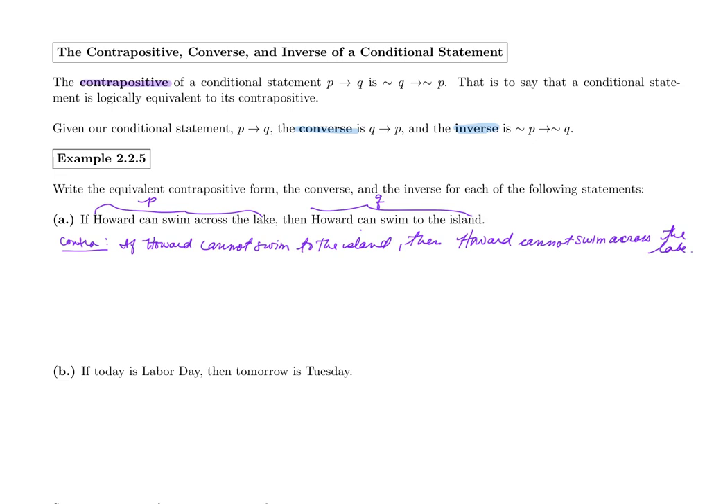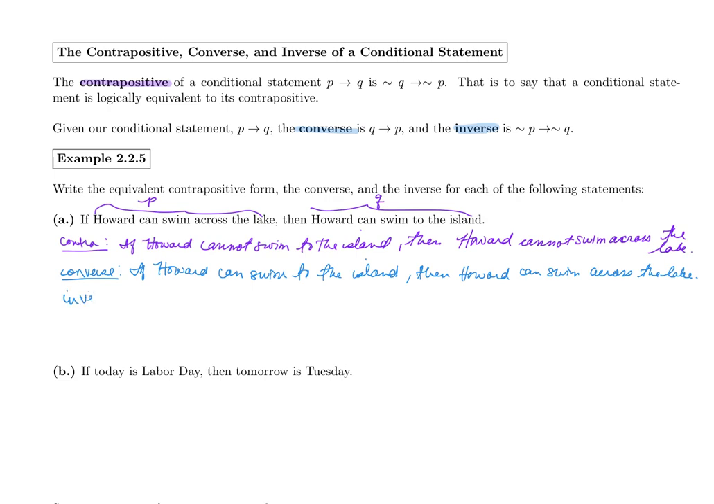What is not logically equivalent to this is our converse. Our converse says switch the order. And that's it, just switch the order. If Howard can swim to the island, then Howard can swim across the lake. Well, not necessarily true, right? Again, we're assuming the island is closer to the shore than the other side of the lake is. So then Howard can swim across the lake.